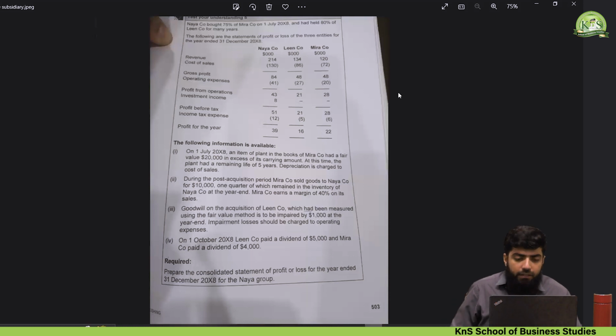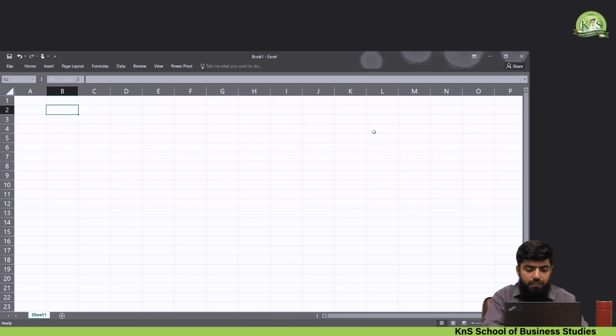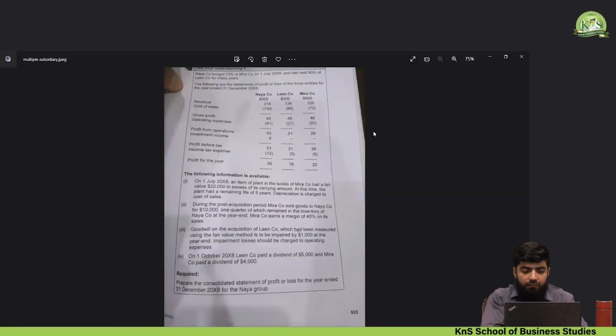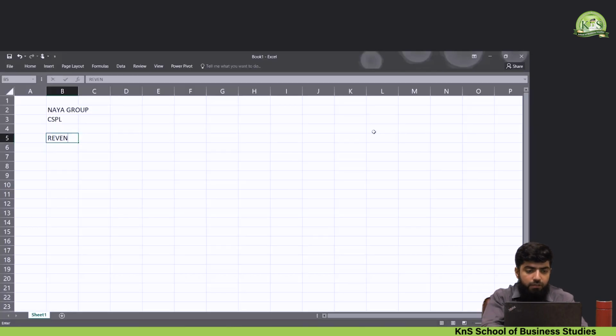Let's fulfill the requirement. The requirement is to prepare the consolidated profit and loss account for the year ended 31st December 2008. Now, what will be the procedure for consolidation? For the Naya Group financial statements, we are going to prepare the consolidated statement of profit and loss, CSPL. Let's list down all the line items of the P&L, that is revenues, cost of sales, and then we will be incorporating all those revenues and expenses and the values.